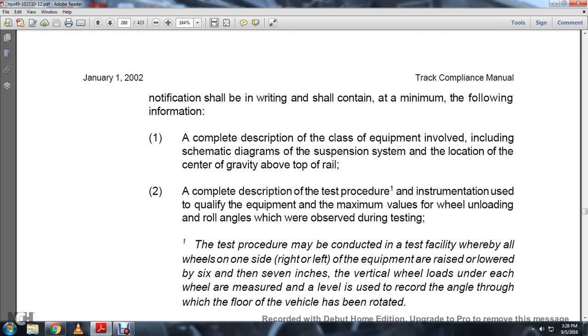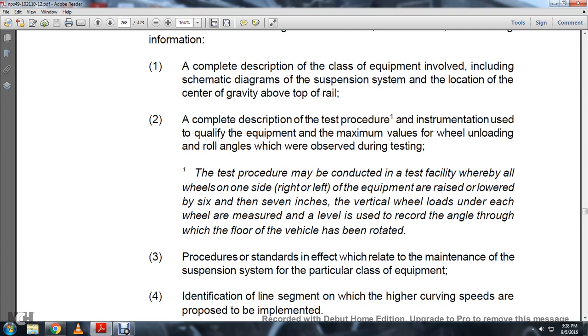2. A complete description of the test procedures and the instruments used to qualify the equipment, and the maximum values of wheel unloading and roll angles observed during testing. The test procedure must be conducted in a test facility whereby all the wheels on one side, right or left, of the equipment are raised or lowered by 6 or 7 inches. The vertical wheel loads under each of the wheels are measured at each level and used to record the angle through which the floor of the vehicle has been rotated.